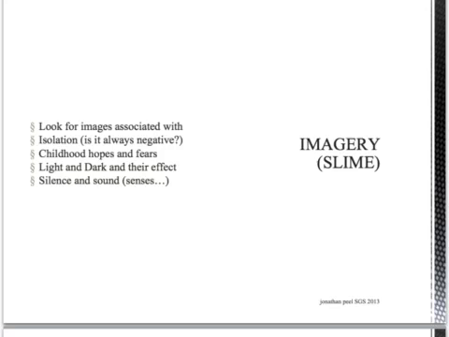The poem deals, amongst many things, with hopes and fears of childhood. See whether you can find images associated with that. Light and dark. How does that work? Silence and sound. Again, using the senses all the time. We have the light and dark, now the silence and the sound. And go back into your poem and start to annotate for the imagery that you might find within this poem.